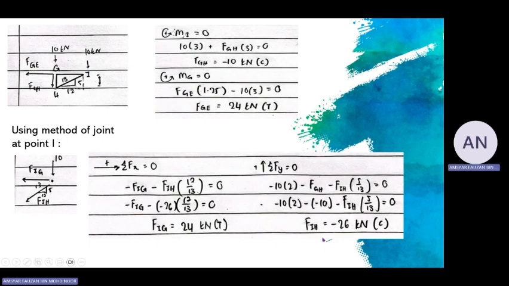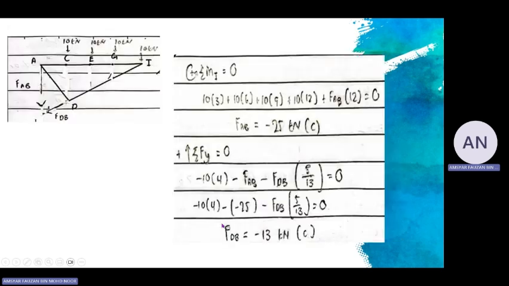And this FIH value that we got, we substitute into this equation. So FIH is equal to negative 26. And then we got the force at IG equal to 24 kilonewtons. It is a positive value, so that means it's tension. So we move to the next part.